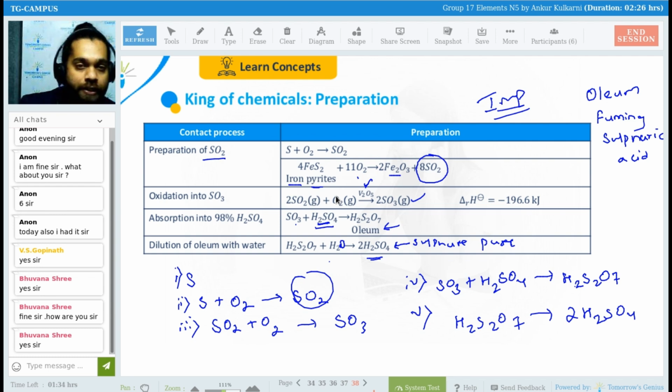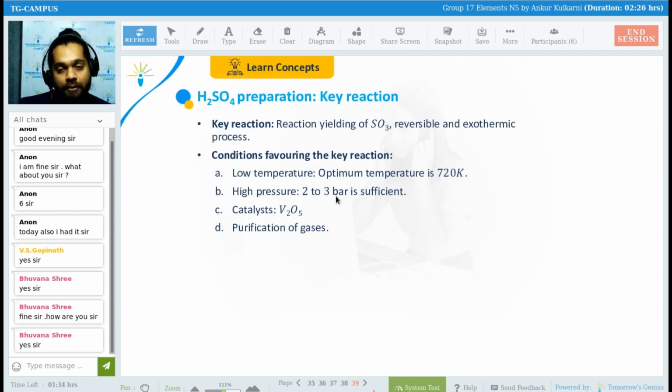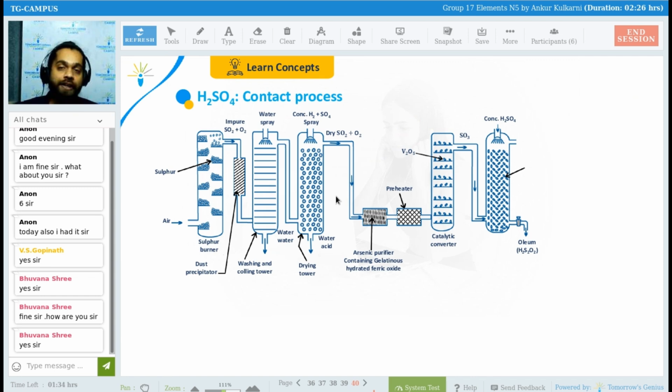Let us go ahead, everyone. So we did four reactions, but this is the whole process. You do not have to draw the structure anywhere, but this is how we prepare H2SO4 on the large scale.